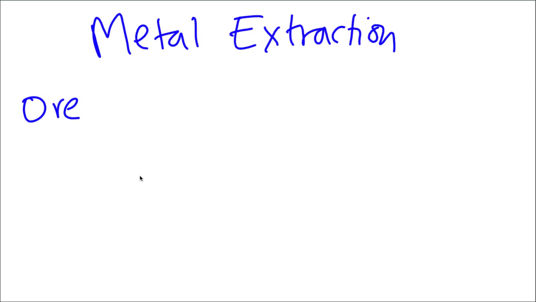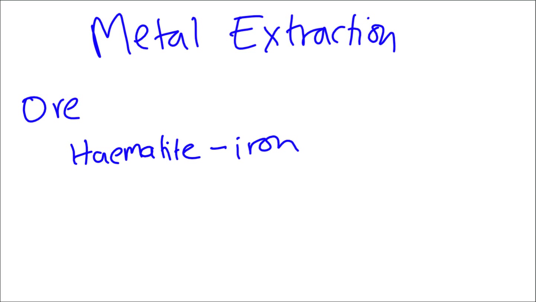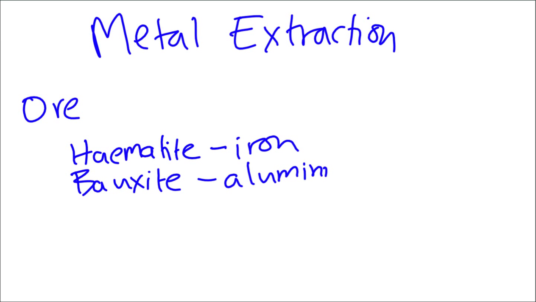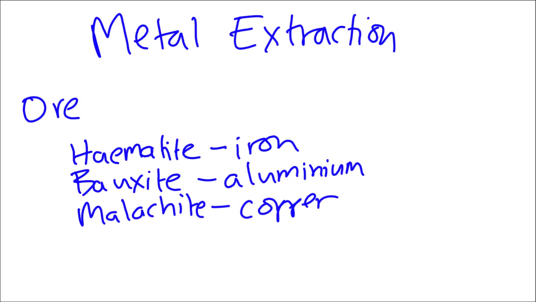So for example, hematite is the ore for iron, and this will contain a lot of iron oxide. In bauxite, you're going to be finding a lot of aluminium. And in malachite, you're going to find copper. Malachite actually has this wonderful green colour from the copper oxide.